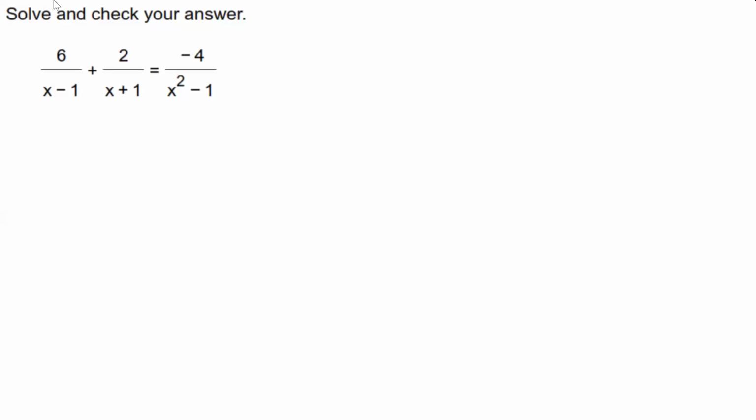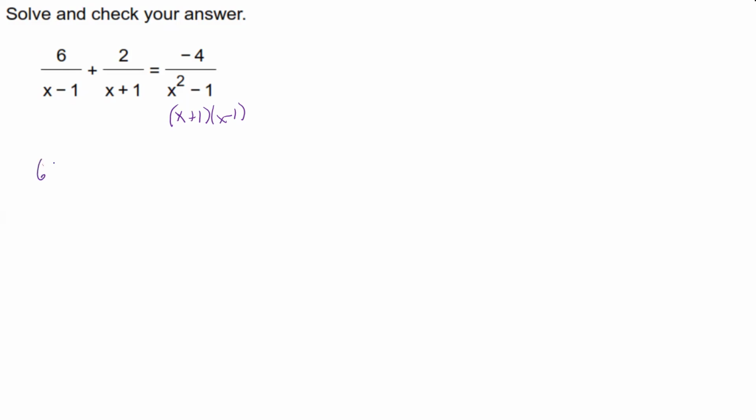All right, what are we going to do here? Well, if we look on our right side, we have again a difference of squares. So that's really x plus 1, x minus 1. Here we have x minus 1, here we have x plus 1. So we're going to have to multiply this first rational expression by x plus 1 over x plus 1.